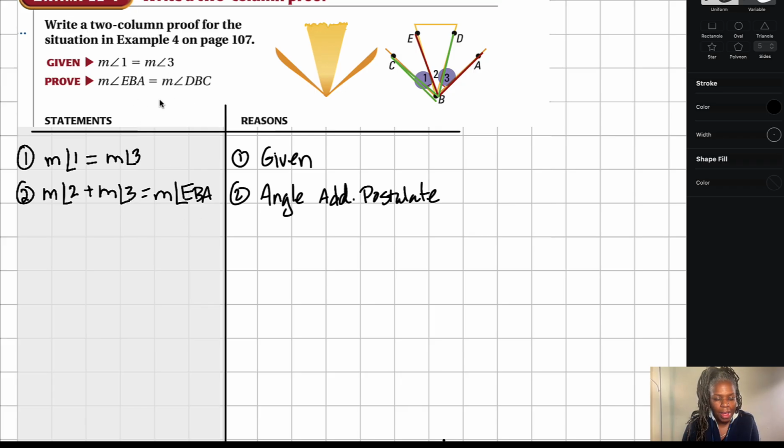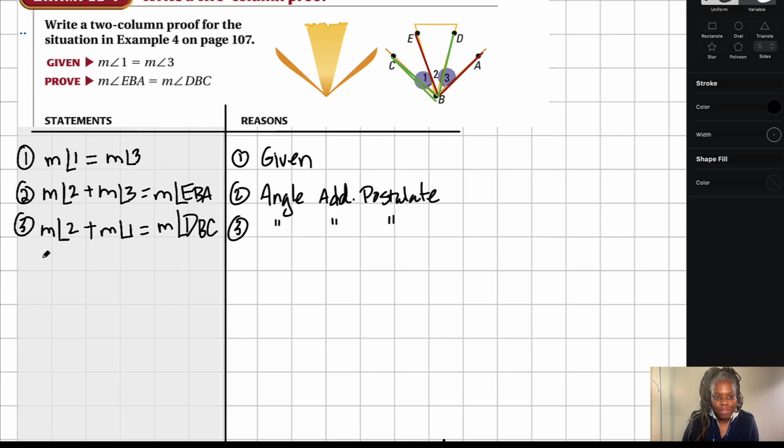We can describe the measure of angle DBC in the same way, recognizing that the measure of angle 2 plus the measure of angle 1, right? That's this green angle DBA. The measure of angle 2 plus the measure of angle 1 is equal to the measure of angle DBC, my bad. All right, and again, that's the angle addition postulate. So I'm going to just use ditto marks to say, yeah, same reasoning here.